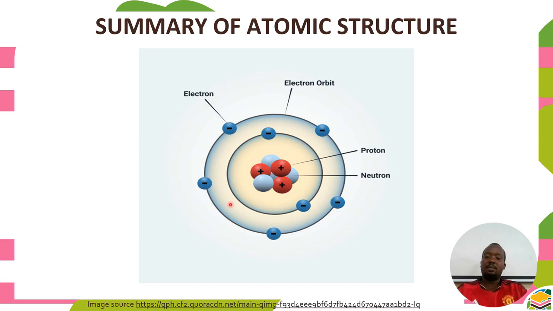Remember, in terms of location, the electrons are found in the electron orbits, as you can see. In the first orbit, we have 2 electrons. In the second orbit, we have a total of 1, 2, 3, 4, 5 electrons. So in summary, this is how the atomic structure looks.